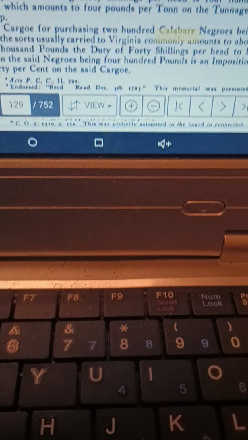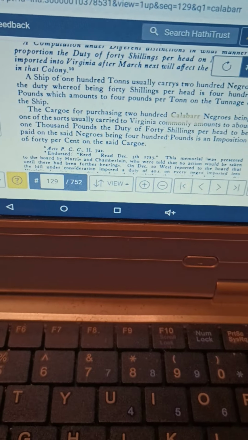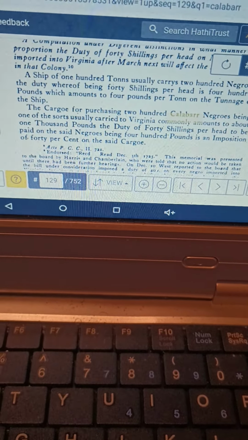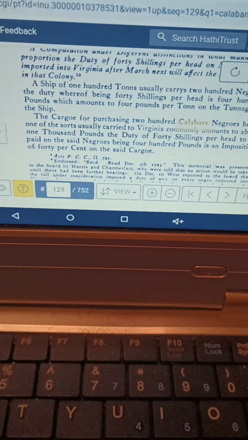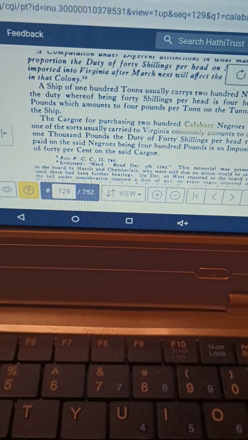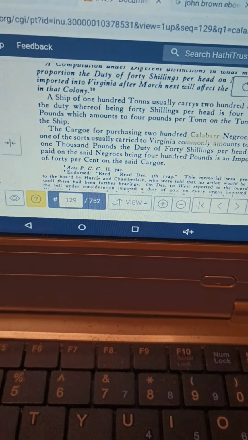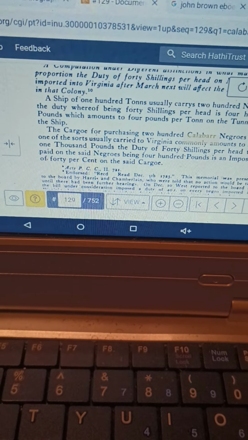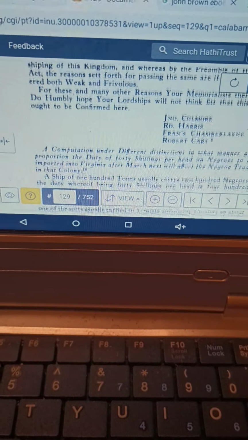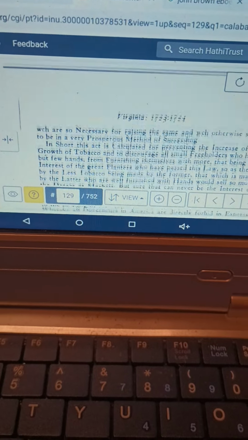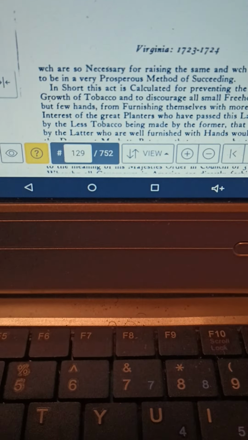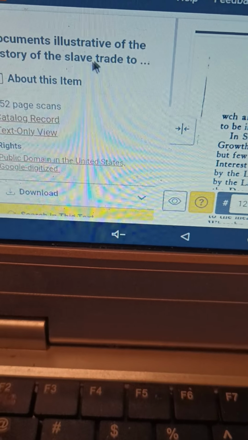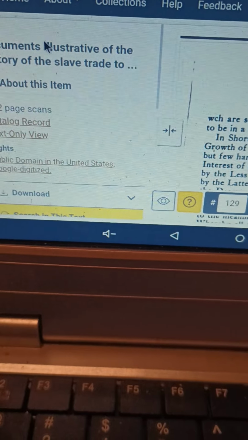Okay, here it is. It says, the cargo for purchasing 200 Calabar Negroes, being one of the sorts usually carried to Virginia, commonly amounts to about 1,000 pounds. It was pounds because Virginia was once part of Britain. The duty of 40 shillings per head to be paid on the said Negroes, being 400 pounds, is an imposition of 40% on the said cargo. Okay, so this is Virginia, 1723 to 1724. This is from the book, Documents Illustrative of the History of the Slave Trade to... Let me see if I can find the full page for the full title of this.